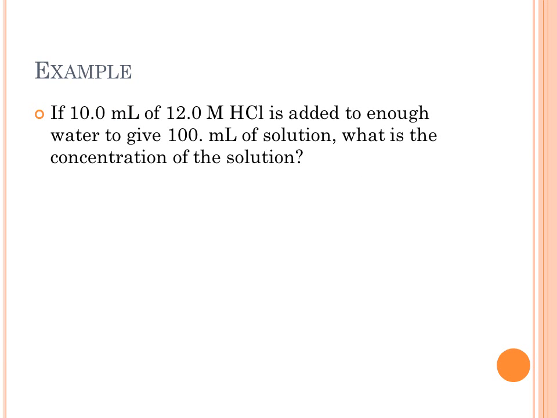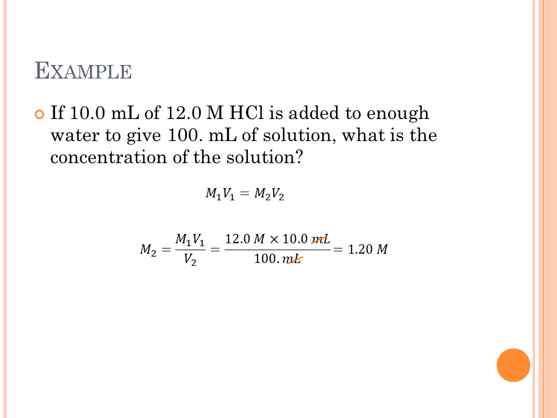So let's look at an example. If we get 10 milliliters of 12 molar HCl, we add that to enough water to give us 100 milliliters of total solution. What is the concentration of the solution? So we're going to use our formula M1V1 equals M2V2. Solving for M2 because we want the final concentration, we get M1V1 over V2. Now let's plug everything in. We have 12 molar times 10 milliliters divided by 100 milliliters. Milliliters cancel, giving us 1.20 molar as the final concentration after we diluted.